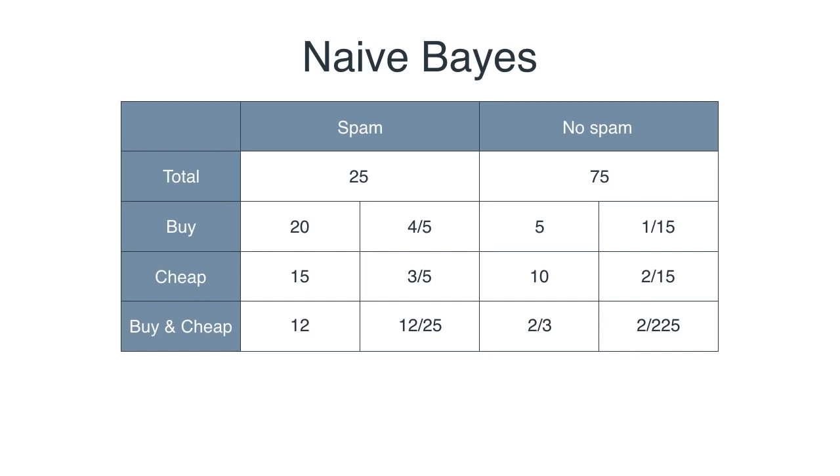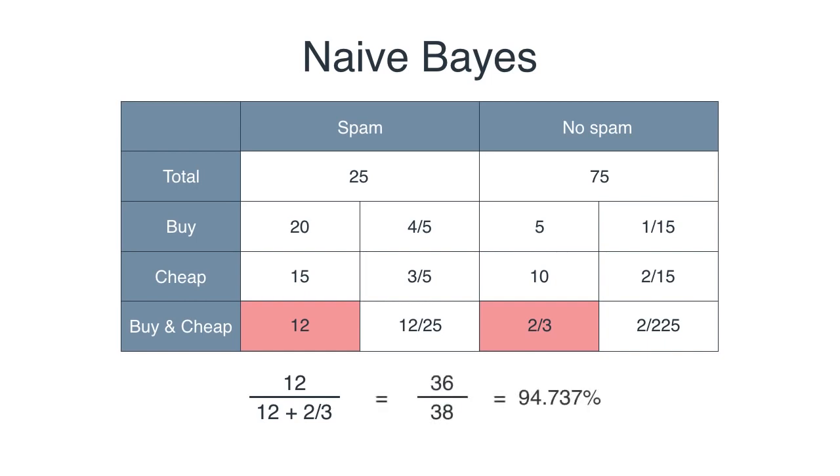So now we have to normalize, right? We have to see what is the split, what percentage are spam among the total ones. And the total ones is 12 plus 2/3. That's all of our emails that are containing the words buy and cheap. So we divide 12, the spam ones, by the total, which is 12 plus 2/3, and we get 36 over 38, which is 94.737.